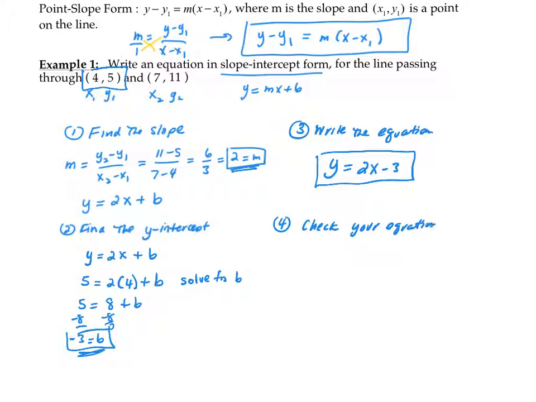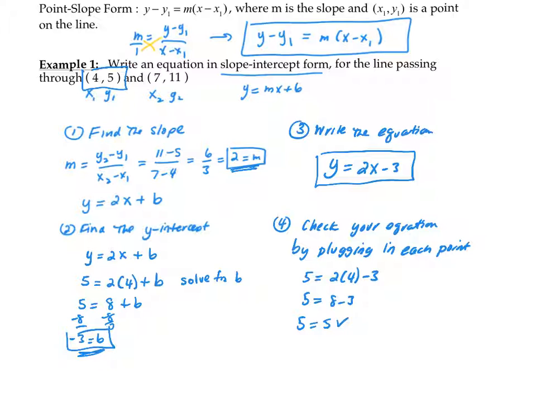You can simply check your equation by plugging in both points, and then you want to make sure it works out correctly. So if you plug in your first point, (4, 5), plug in 5 for y, plug in 4 for x, and make sure that you get 5 on the right-hand side, which we do. 5 is equal to 5. So the point (4, 5) checks out.